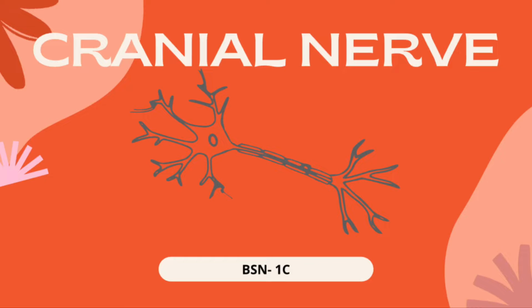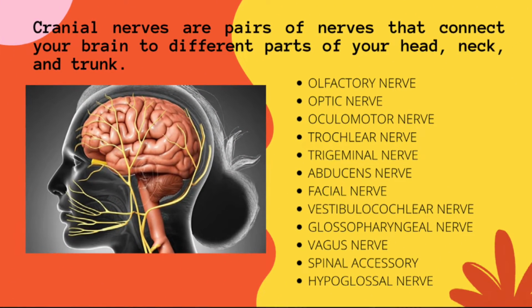Good day everyone! Today, we are going to show you how to assess the cranial nerves. The cranial nerves are pairs of nerves that connect your brain to different parts of your head, neck, and trunk. The cranial nerves are composed of olfactory nerve, optic nerve, oculomotor nerve, trochlear nerve, trigeminal nerve, abducens nerve, facial nerve, vestibulocochlear nerve, glossopharyngeal nerve, vagus nerve, spinal accessory, and hypoglossal nerve.